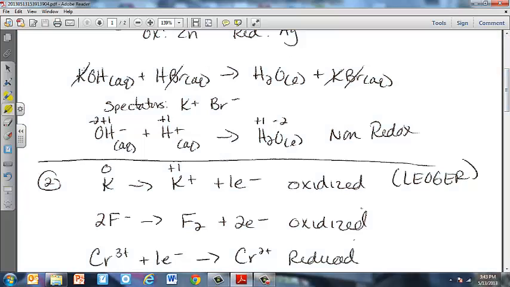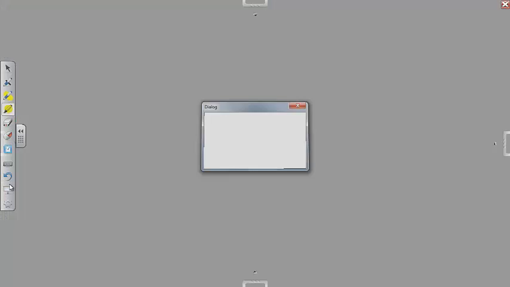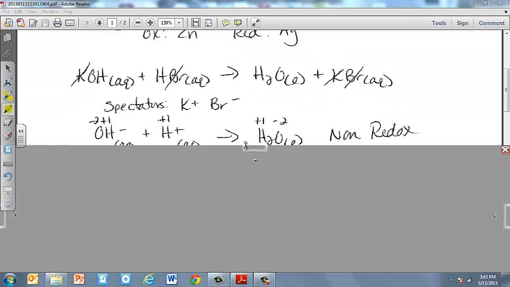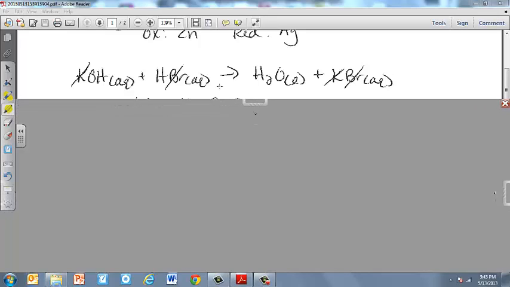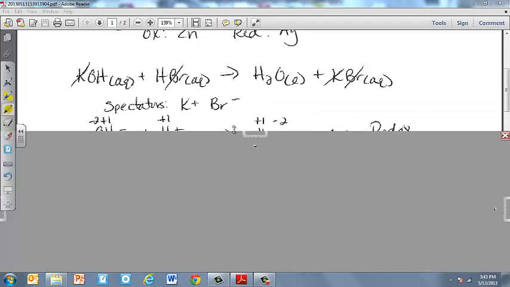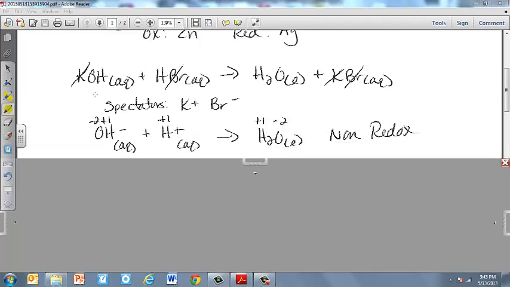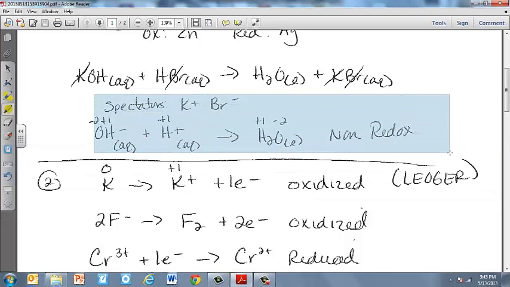Now, in the second part, you then have potassium hydroxide, which is going to react with hydrobromic acid. They're a strong acid and a strong base, so it's going to form water and a salt. Potassium and bromide are aqueous on both sides, so they are also your spectators. And here is my net ionic equation.